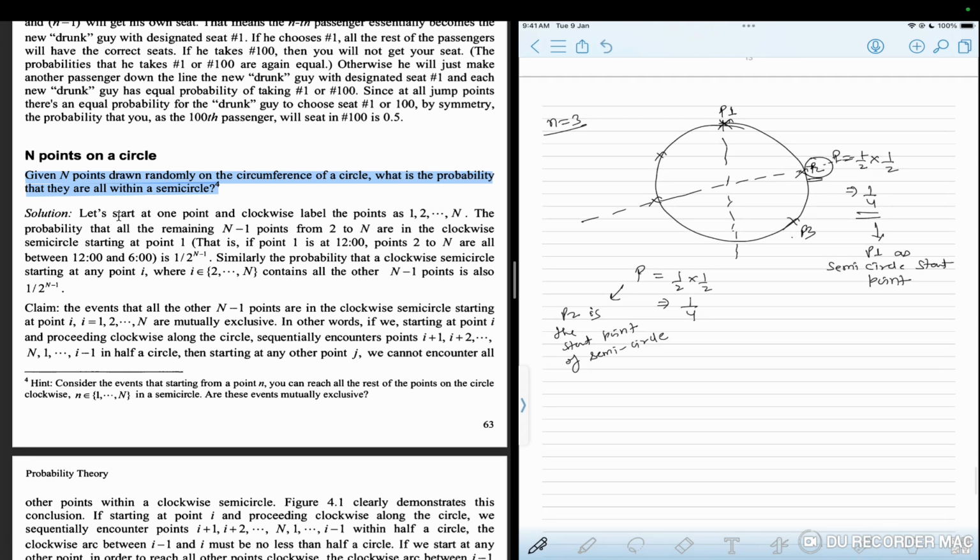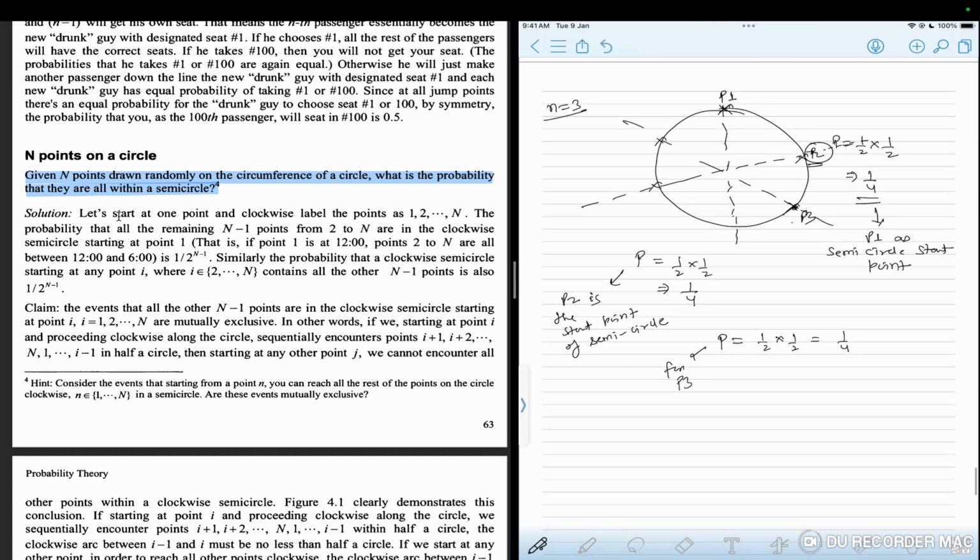Similarly, we can see that it would be the same thing for P3. If we want a semicircle starting from P3 and we want P1 and P2 to be on the same side, then again it would be half times half, and it would be 1 by 4.